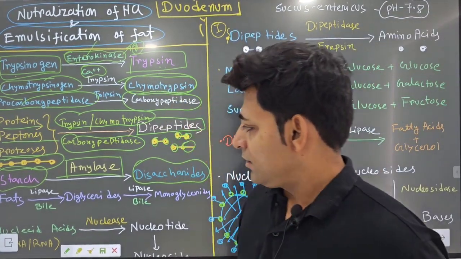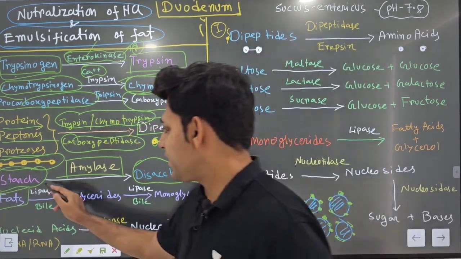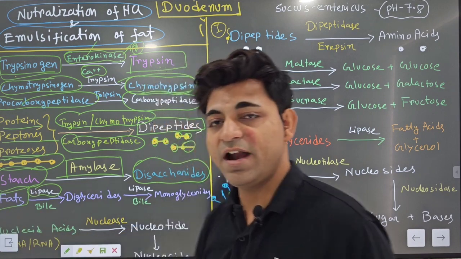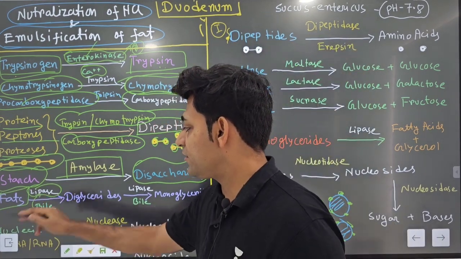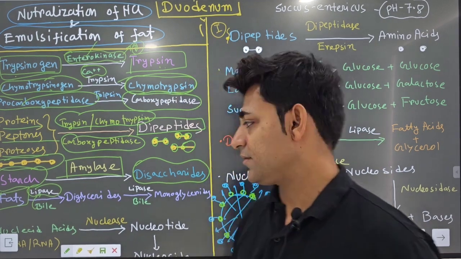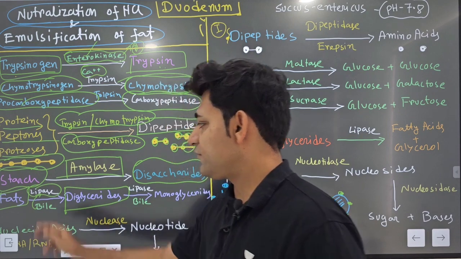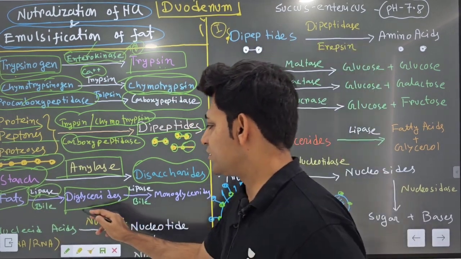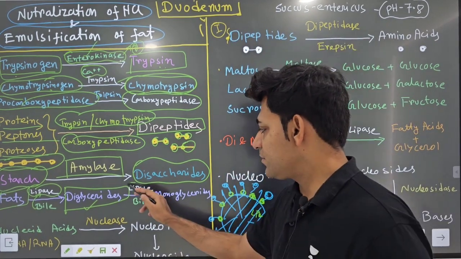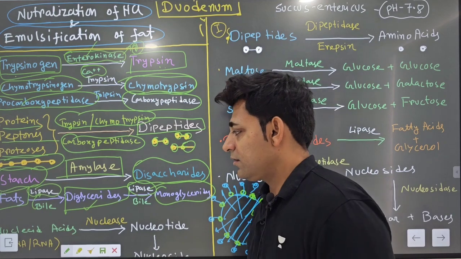Okay, now fat is also there. Fat will be broken by lipase. This emulsified fat will be broken by lipase, and this activation of lipase will be done by bile juice. Fats are present in the form of triglycerides. Triglycerides will be broken into diglycerides, and again this lipase will break down these diglycerides into monoglycerides.